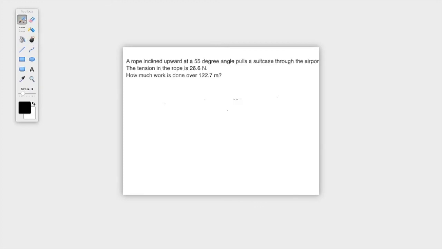Problem is basically a rope is inclined upward at a 55-degree angle and it pulls a suitcase through the airport. The tension of the rope is 26.6 newtons. How much work is done over 122.7 meters? So what this looks like is this is the suitcase and this is the rope, and this is the angle of what they're talking about.